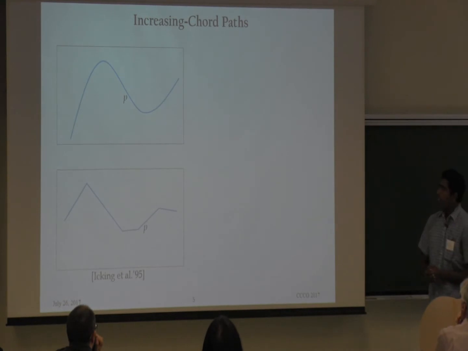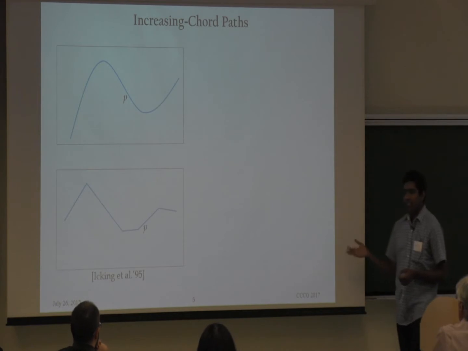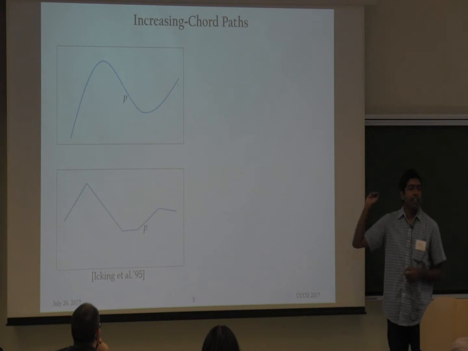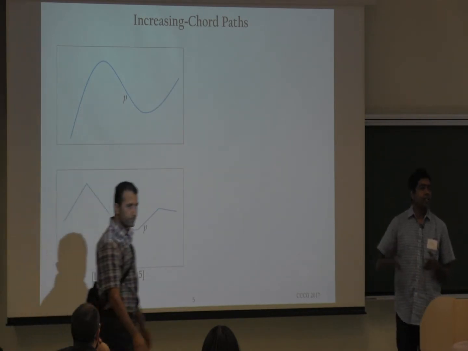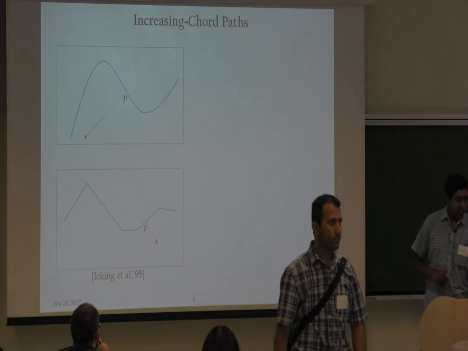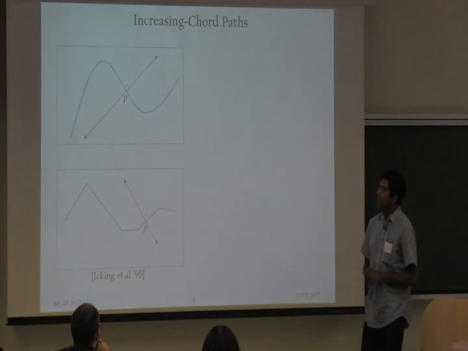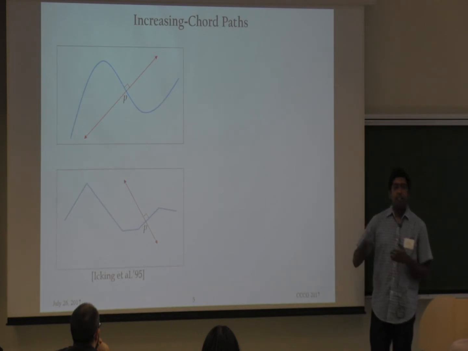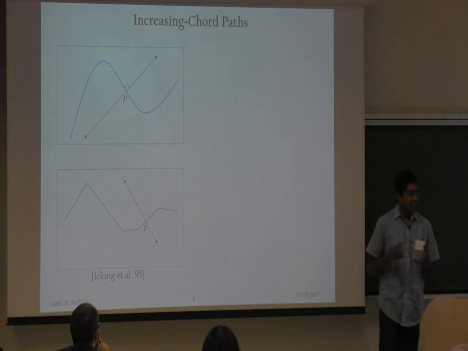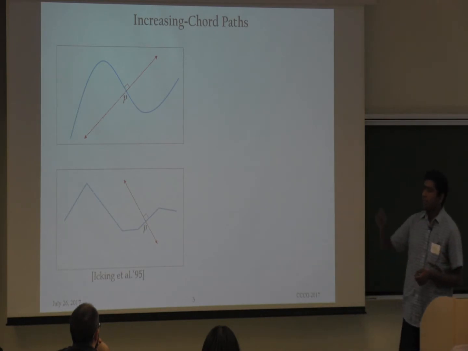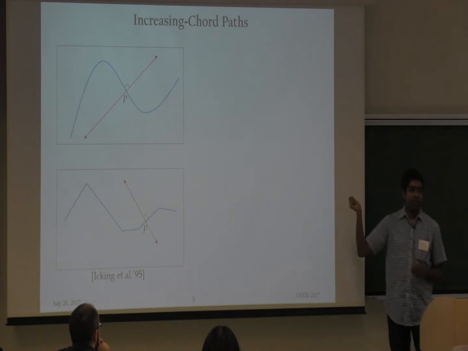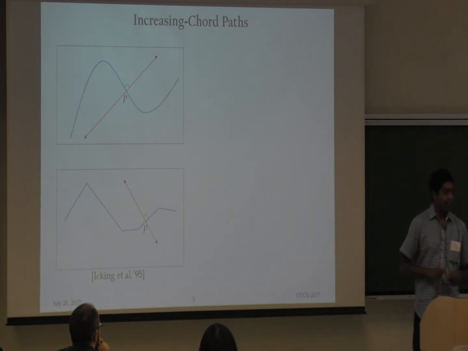So, there is an equivalent definition. You are given a path, you want to say whether it is an increasing-chord path or not, and it is defined like this: take any point P on the path and draw a perpendicular to the tangent. If it does not intersect the path anywhere except at P, then this is an increasing-chord path, but the point P must be arbitrary. It holds for every point on the path.